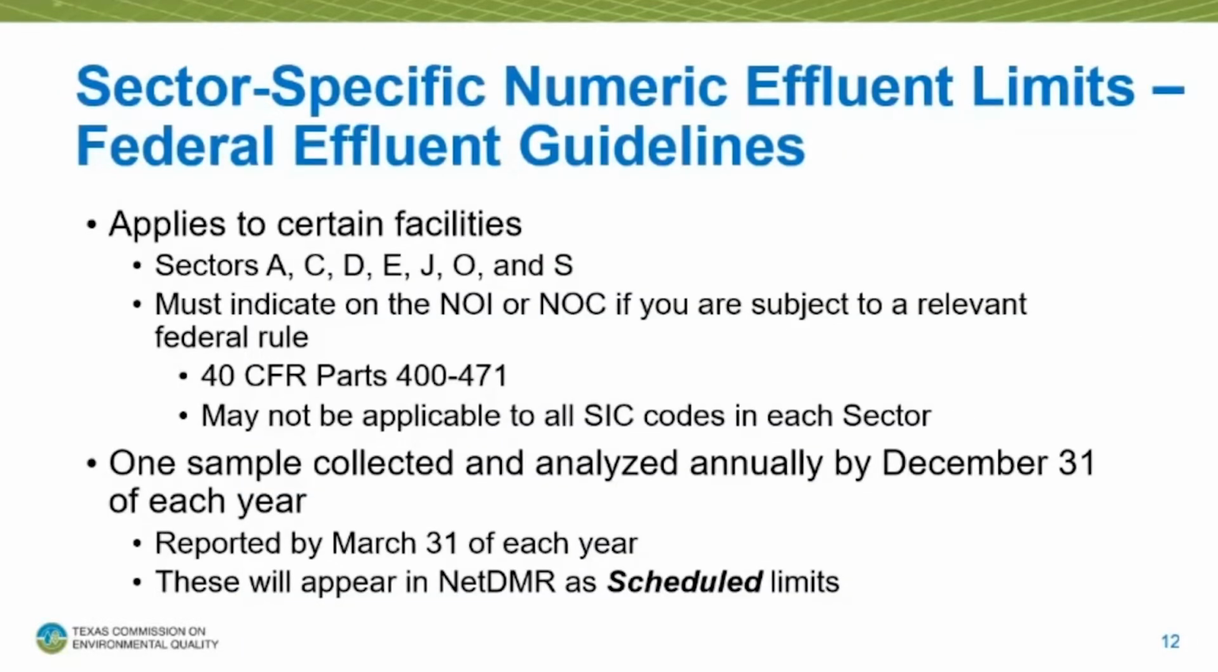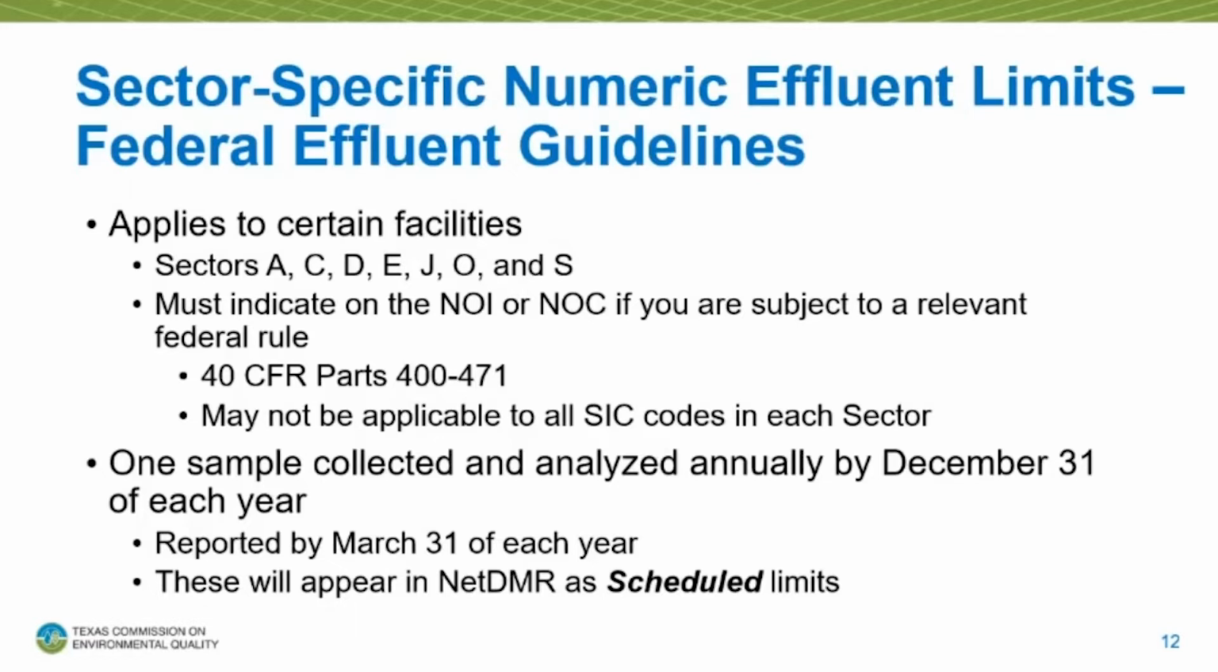The next monitoring type is sector-specific numeric effluent limits, or the federal effluent guidelines. So these are those monitoring types that's coming directly from the federal rules. So it only applies to certain facilities. Specifically, it falls under sectors A, C, D, E, J, O, and S.